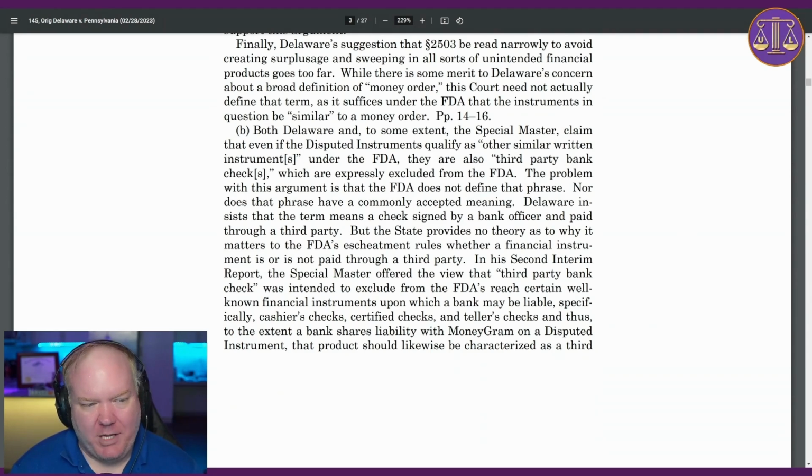But the state provides no theory as to why it matters to the escheatment rule whether a financial instrument is or is not paid through a third party. In a second interim report, the special master offered the view that third-party bank check was intended to exclude from the reach certain well-known financial instruments upon which a bank might be liable, specifically a cashier's check, certified check, and a teller check. And thus, to the extent a bank shares liability with MoneyGram on the disputed instrument, that product should be characterized as a third-party check.